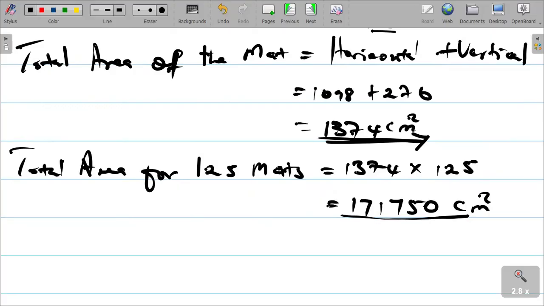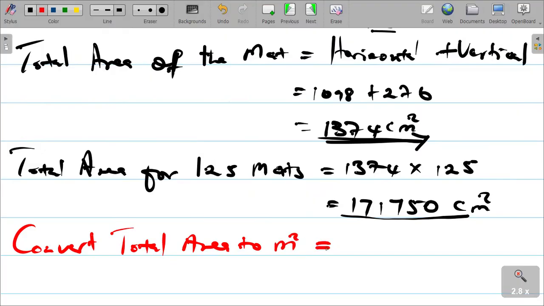But now what we need to do is convert this total area to square meters. What we have is square centimeters. So the next step is to convert the total area to square meters. That is what you need to do.